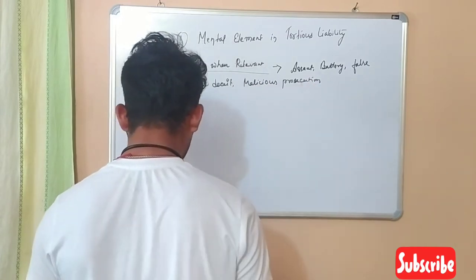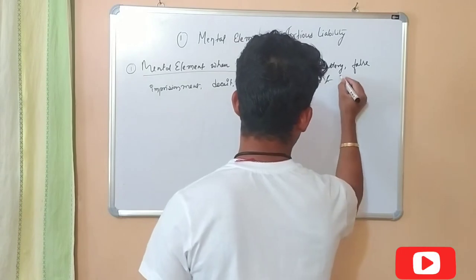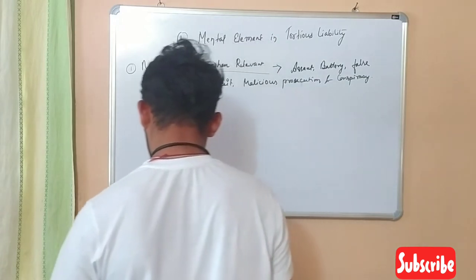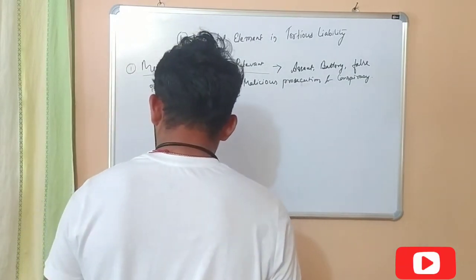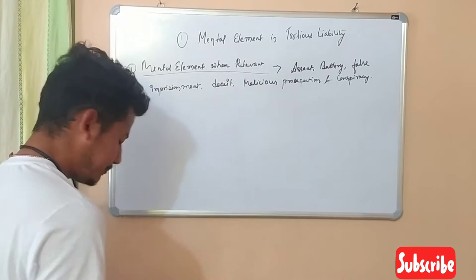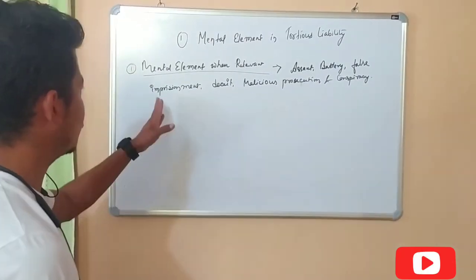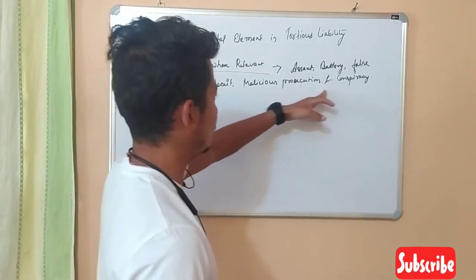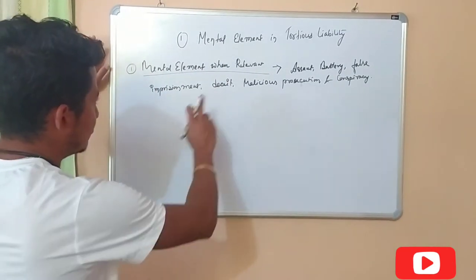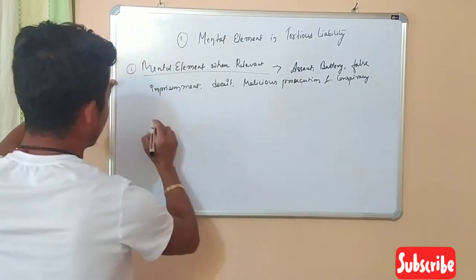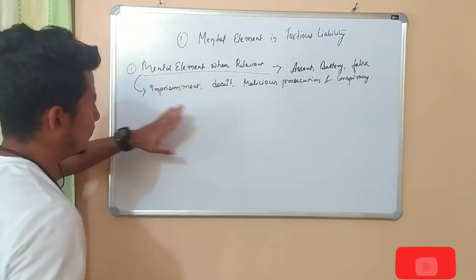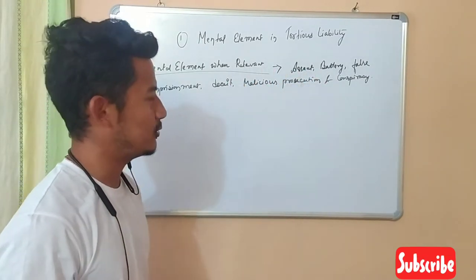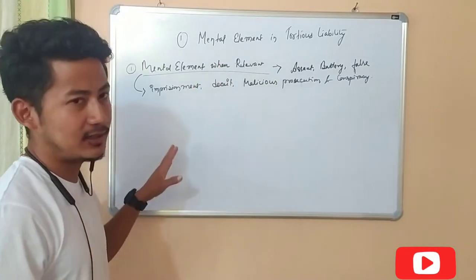Prosecution and conspiracy. So, in case of torts like assault, battery, false imprisonment, deceit, malicious prosecution, and conspiracy, regarding these torts, the mental element is relevant. Okay, the mental element is relevant because in order to constitute assault, battery, false imprisonment, deceit, malicious prosecution and conspiracy, the mental element is relevant.